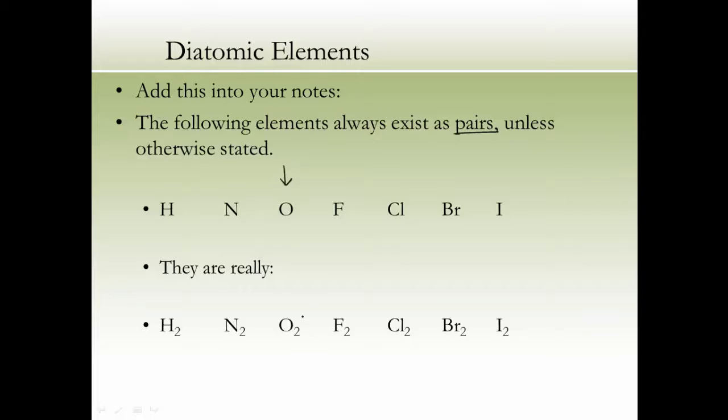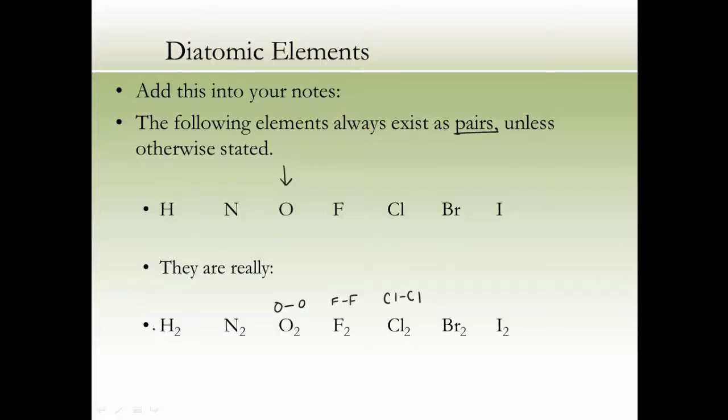So O2 actually means 2 oxygens bonded together. F2 means 2 fluorines bonded together. Cl2 is 2 chlorines bonded together. So this is just kind of a fact that you need to know about these 7 elements.